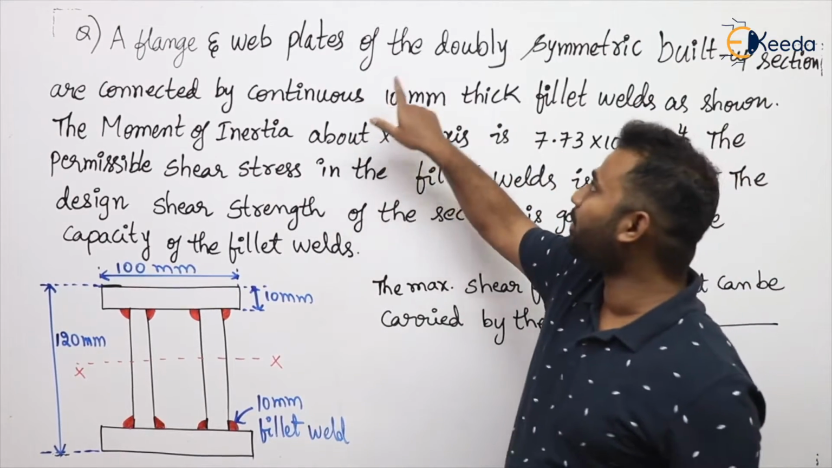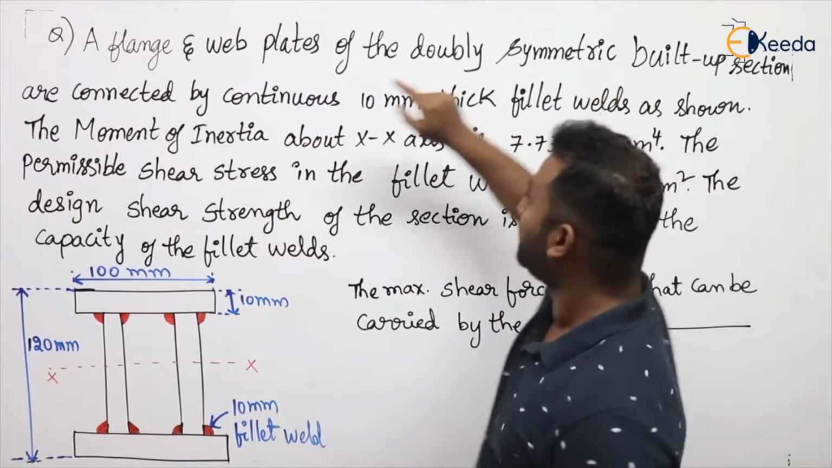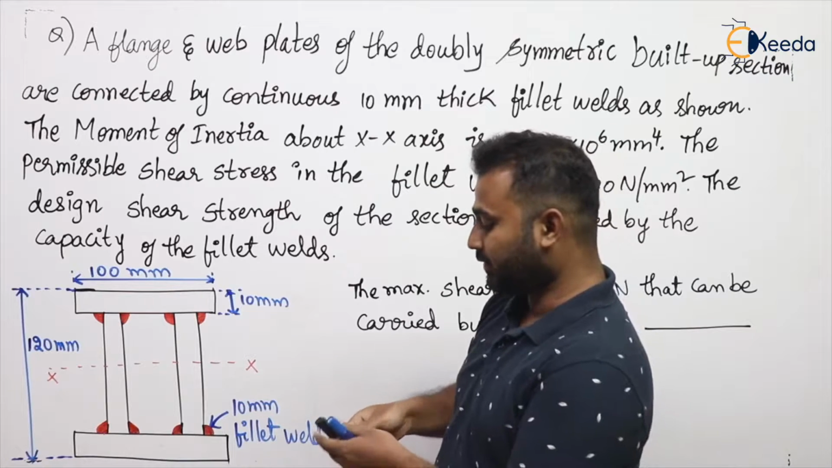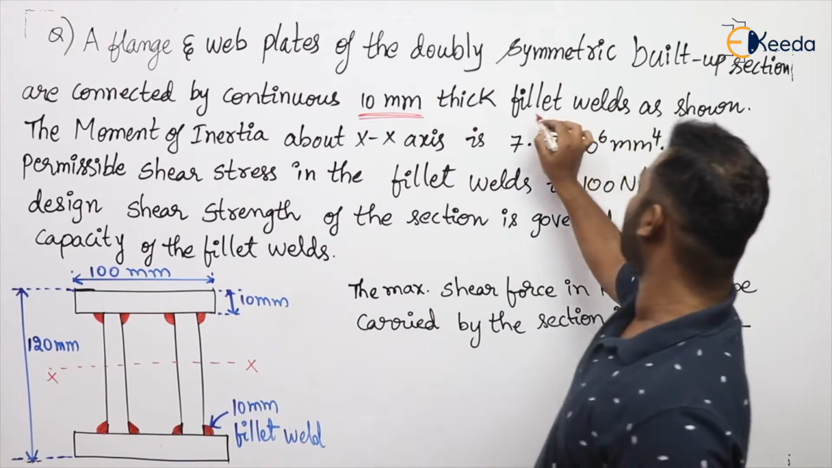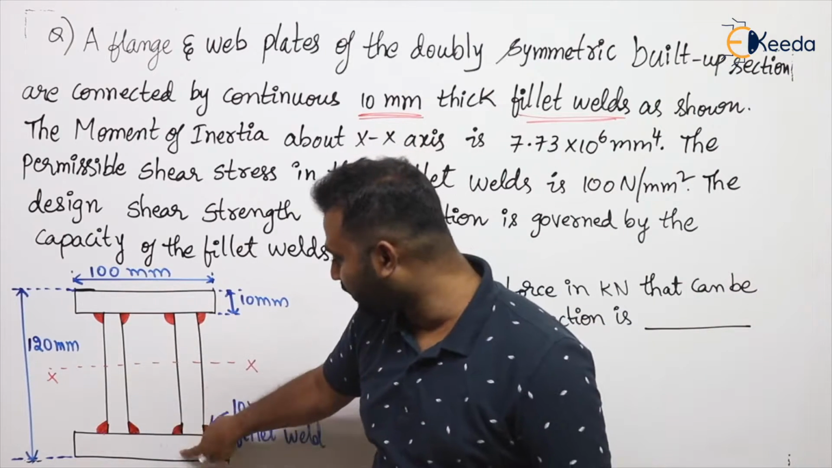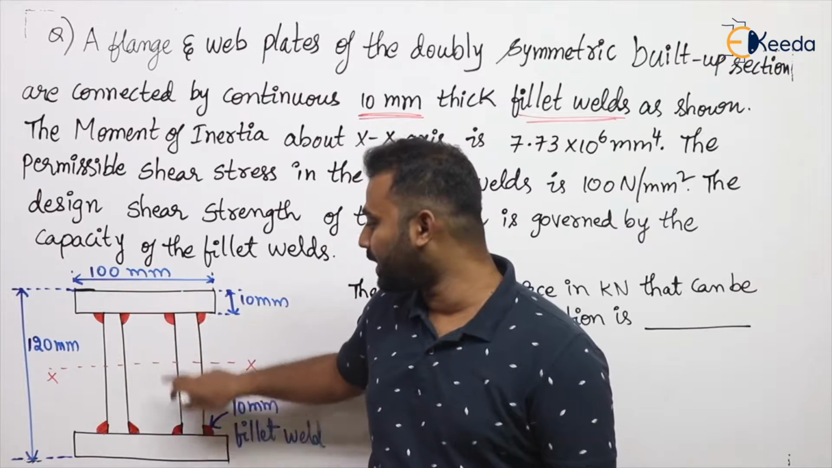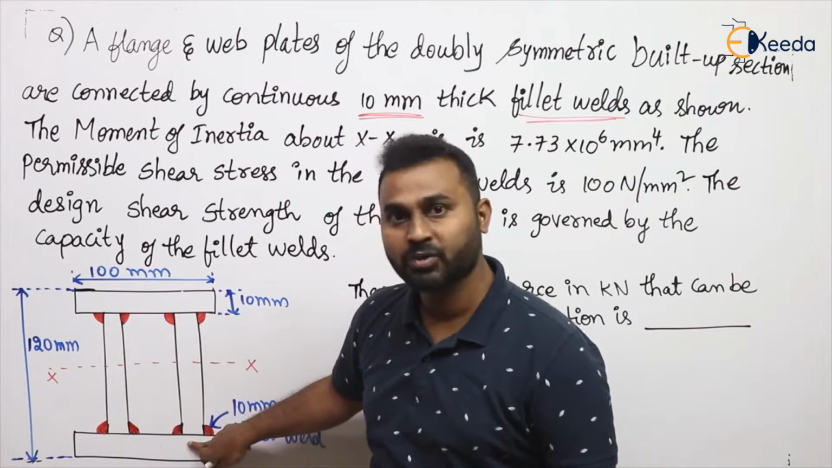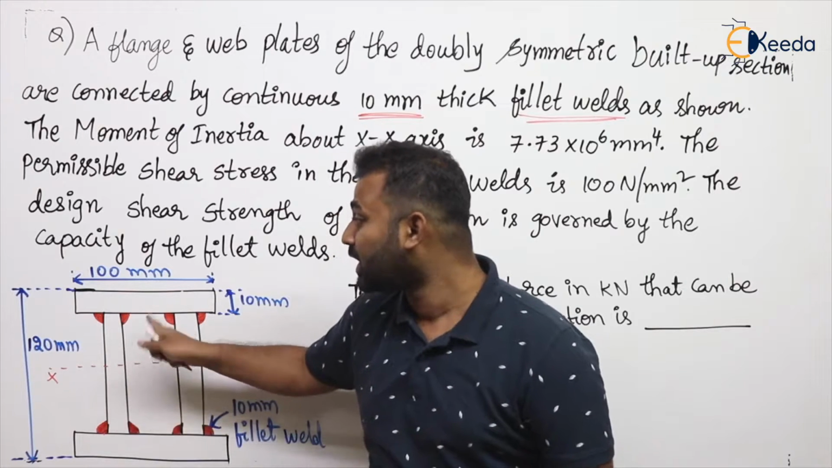A flange and web plates of doubly symmetric built up section are connected by continuous 10 mm thick fillet welds as shown in the figure. It means these two are the flange plates and these two are the web plates. Now these two web plates are connected to these two flange plates by using fillet weld.